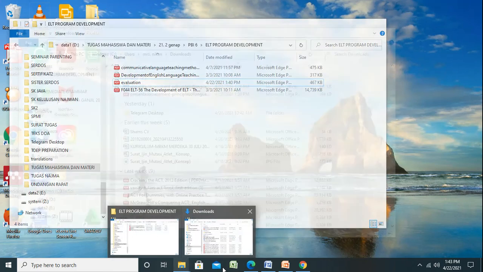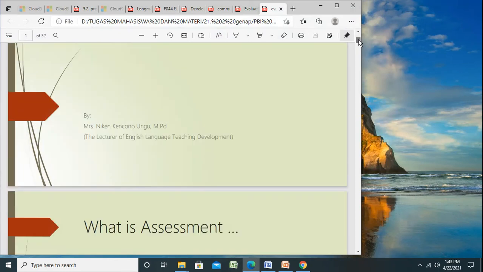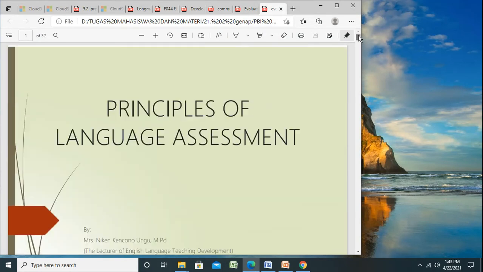Today we are going to talk about the evaluation, and I have made a PowerPoint for you, and I will send it to your academic system, and you can download it. I will give you a brief explanation about the principles of language assessment, and maybe you're familiar with calling it evaluation.